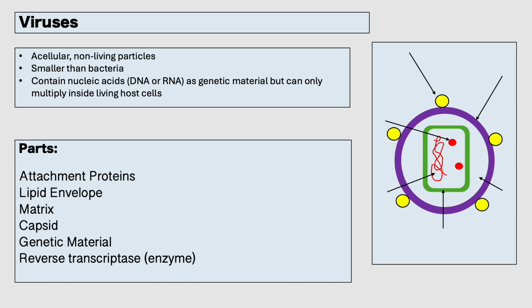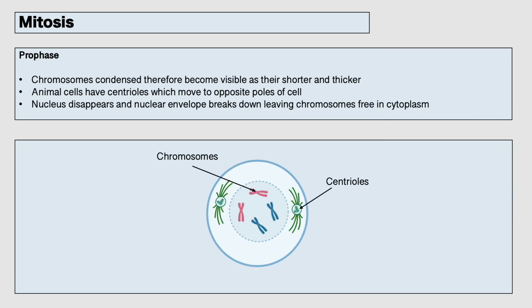Now let's talk about mitosis. Mitosis is needed for growth, repair, and reproduction. It produces two daughter cells that have the same number of chromosomes as the parent cell and each other. Before mitosis is interphase, where the DNA replicates and the two copies are joined at the centromere.